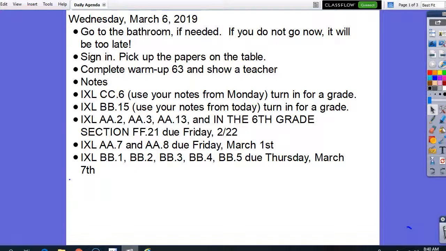So instead of doing a paper skills practice from Monday and today, you're going to do these two IXL sections, CC.6 and BB.15. And then if you get those two done and turned in, you can turn them in on the same Post-it note. Don't average them together. If you get those done and turned in, then you can work on IXL past due stuff. And if you don't have anything to work on, come see me and I'll help you out. Questions about the rest of today? Okay.